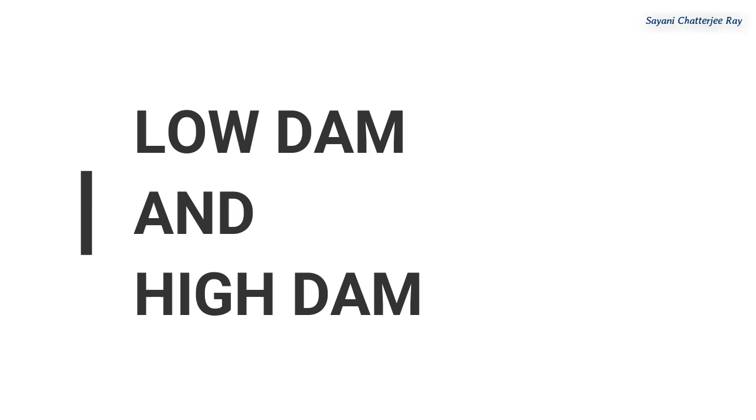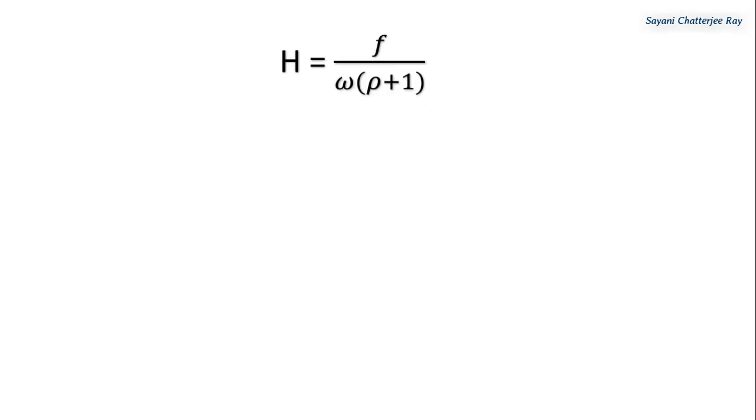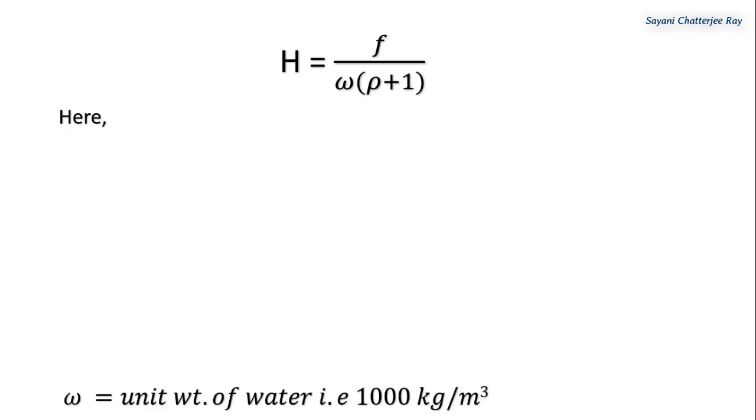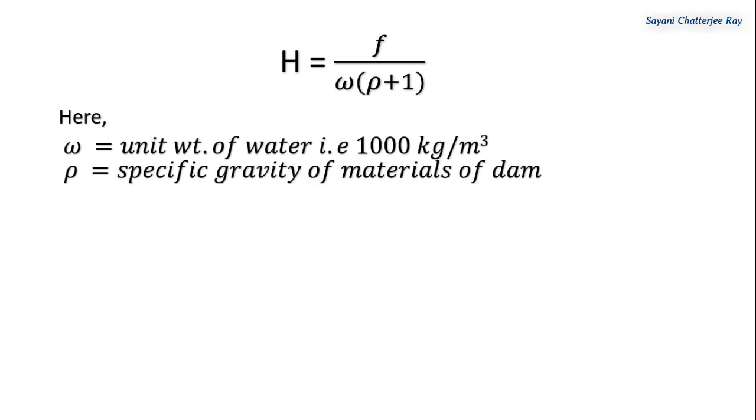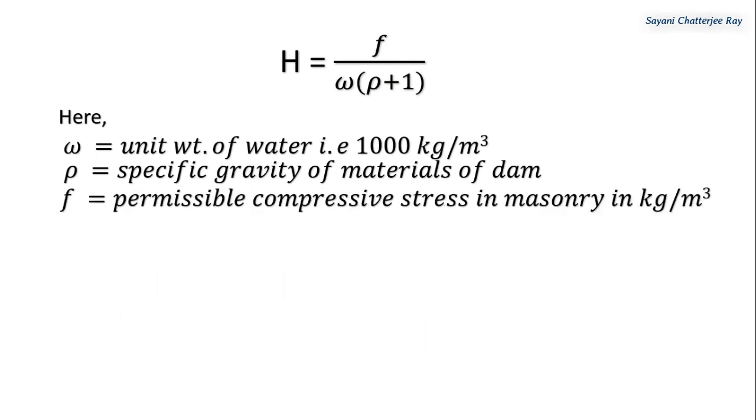Next is low dam and high dam. To decide whether a dam is a low dam or a high dam, first of all we will see a basic equation which is shown on the screen. H equals F upon omega multiplied by rho plus 1. Here omega means the unit weight of water, that is 1000 kg per meter cube, and rho means the specific gravity of the materials of the dam, and F states the permissible compressive stress in masonry in kg per meter square. Now on the basis of this formula, we will decide whether a dam is a high dam or a low dam.